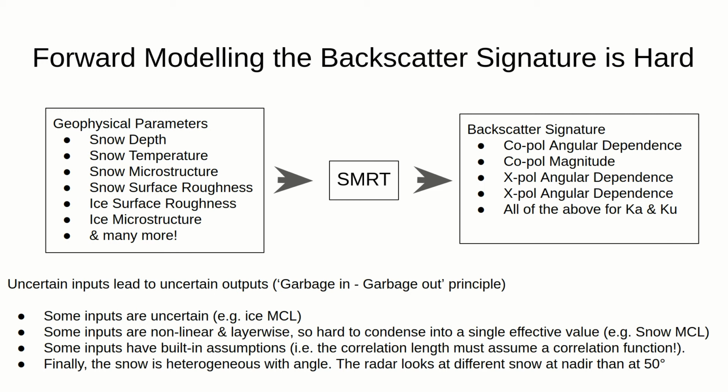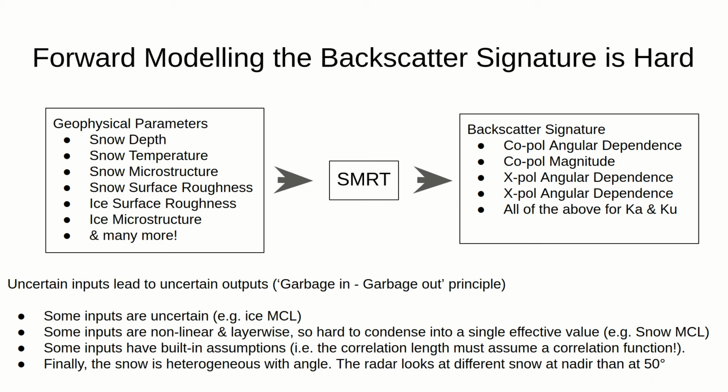And that's not just observational uncertainty, but if you're using a simple model like one layer for snow, then you need to condense loads of SMP measurements down into an effective correlation length. So there's also more subtle uncertainties than just the density cutter is plus or minus 50 kilograms per centimeter cubed.